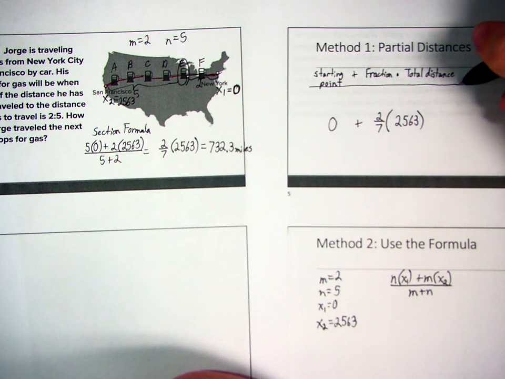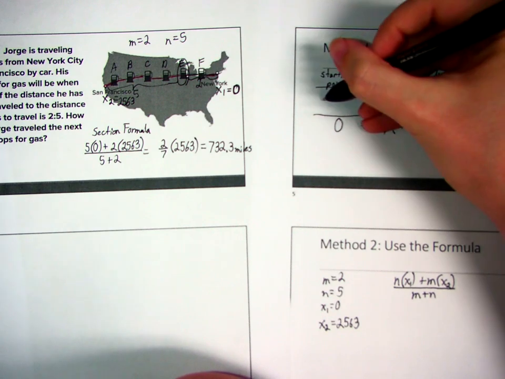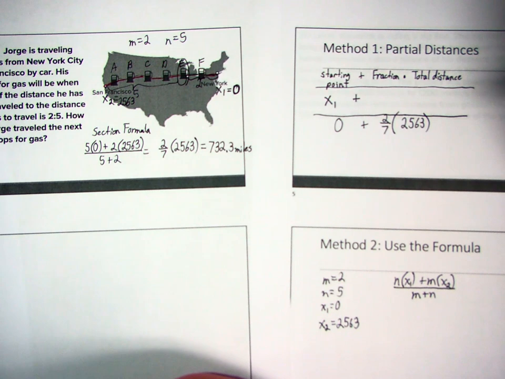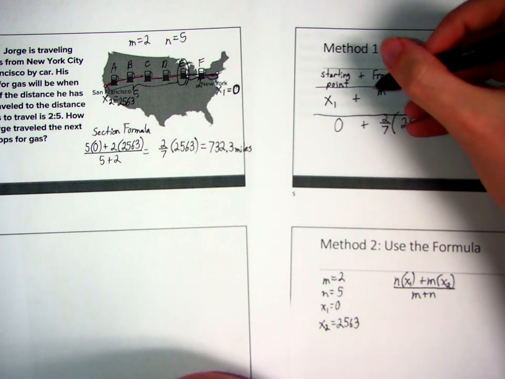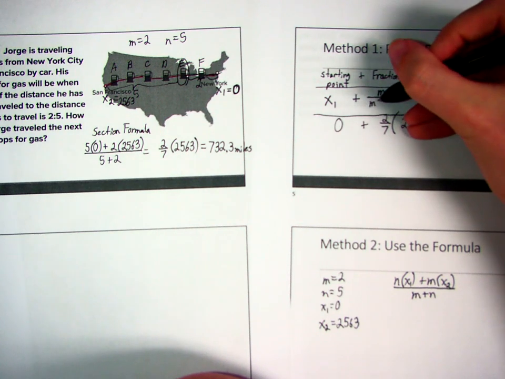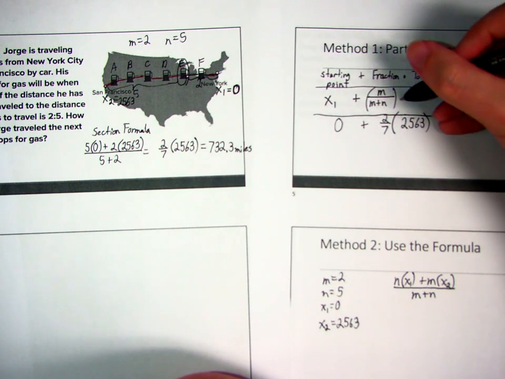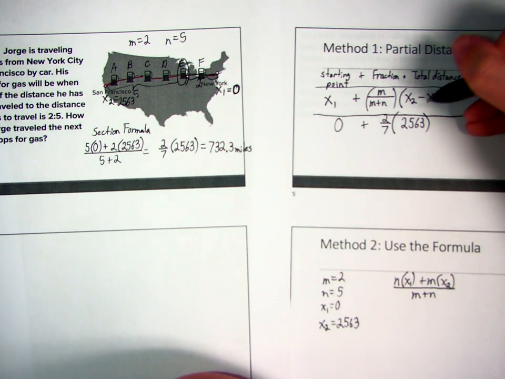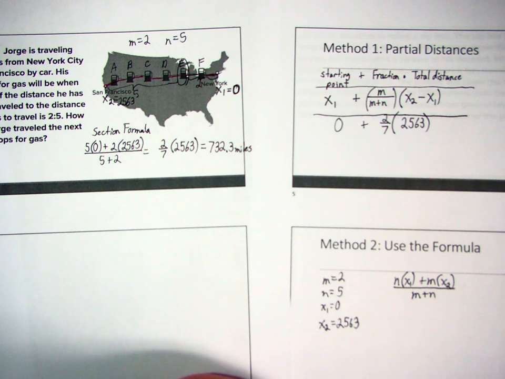To see this a little more formally, I wrote it on the board for you. Our starting point was whatever we called x1. The fraction that we're going to travel was the ratio m over m plus n. And the distance we were going to travel was the distance between x2 and x1. To find the distance between two things, I'm going to subtract, finding the difference between them.